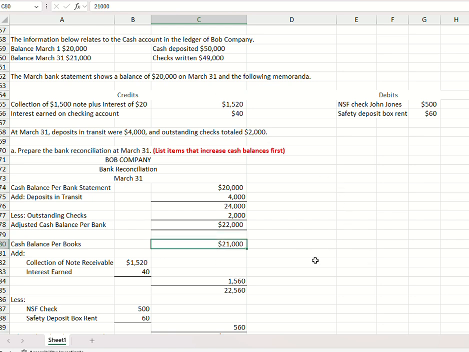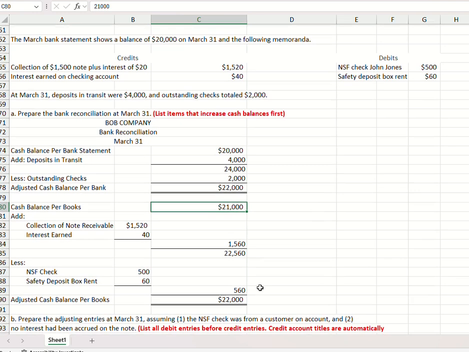Now your books and records say that you have 21,000. But the bank sent you a memo saying they collected notes receivable of 1,520. Remember that? The 1,500 plus the $20. They also told you that you earned interest on your checking account of $40. It's a little bit, but you need to account for it. That total is 1,560. So that 1,560 plus your 21,000 is 22,560.